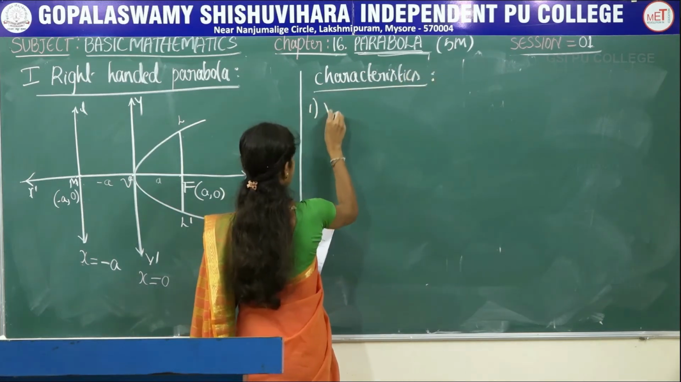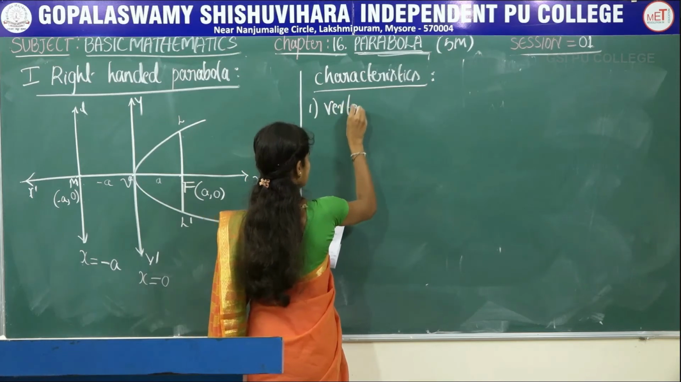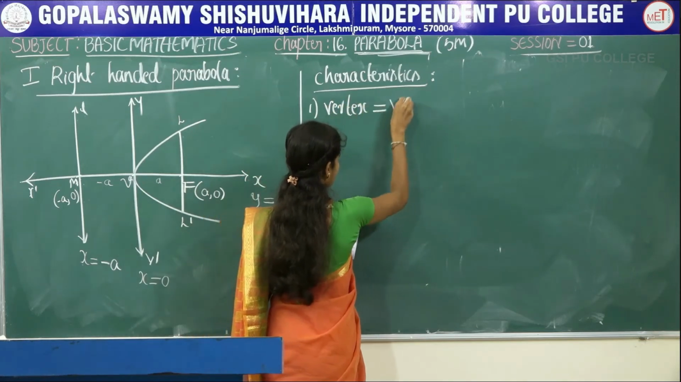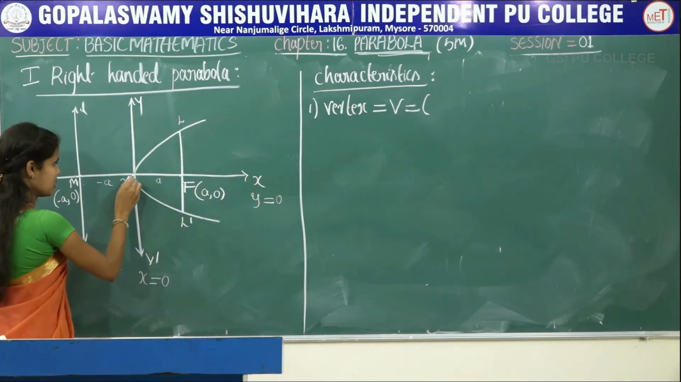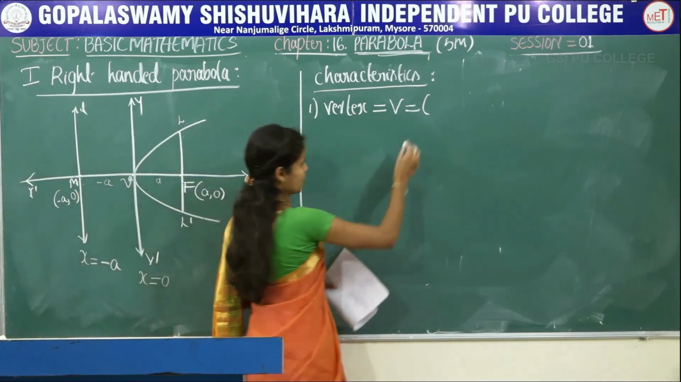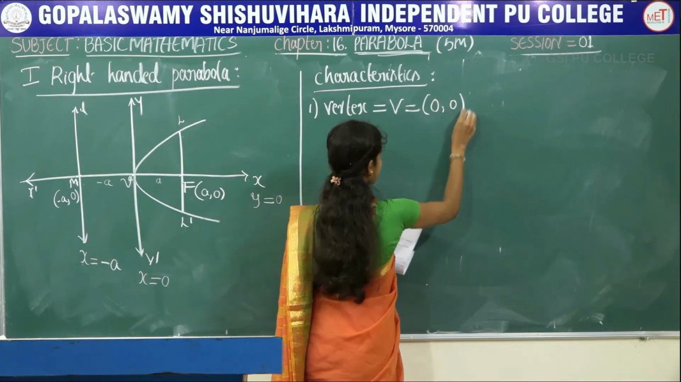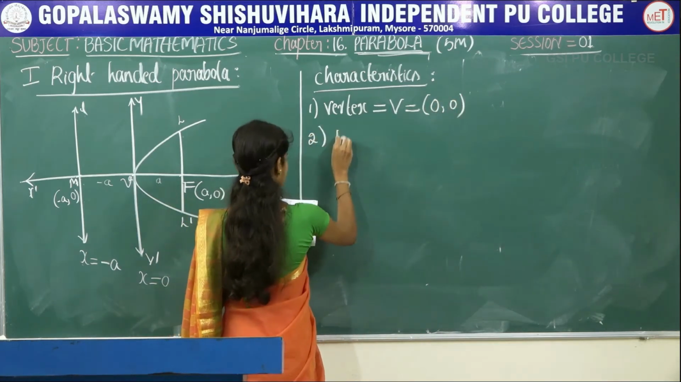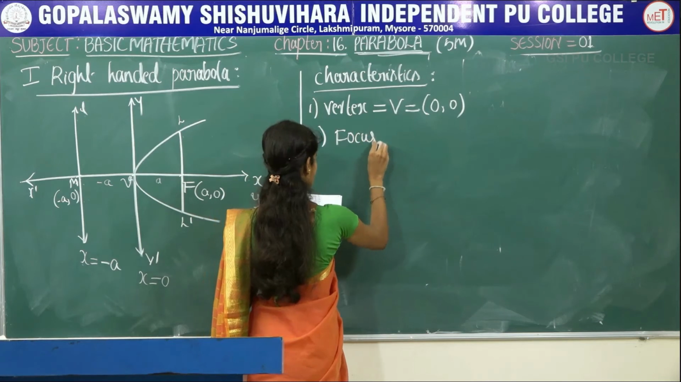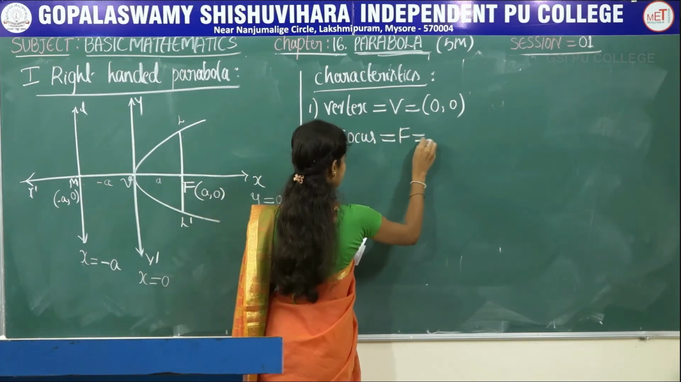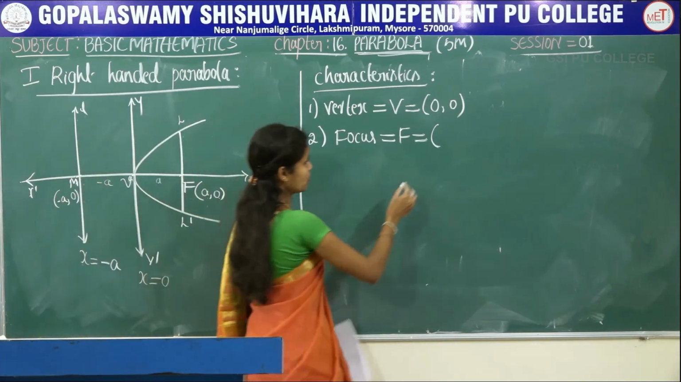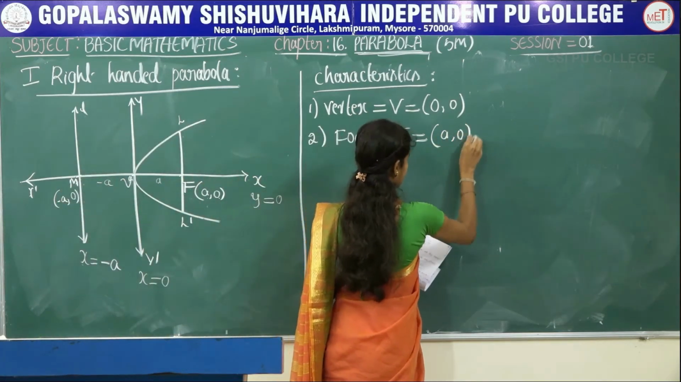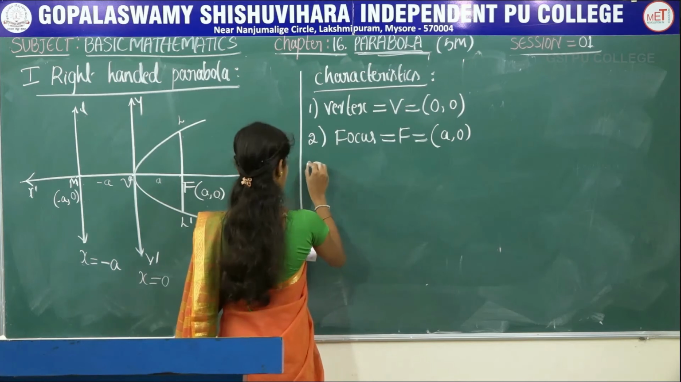First one, vertex, denoted by V. Coordinates of vertex is origin, therefore 0, 0. Second one, focus. Focus is denoted by F. Coordinates are a, 0.